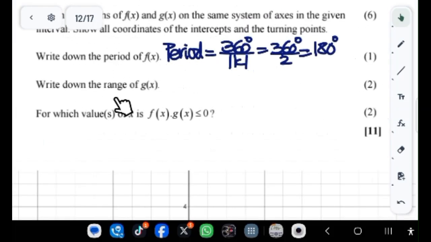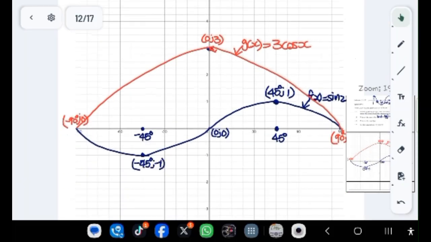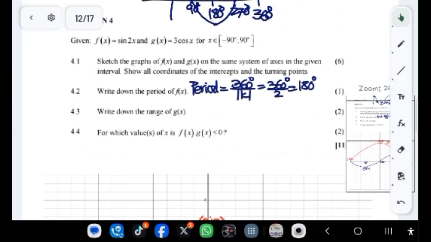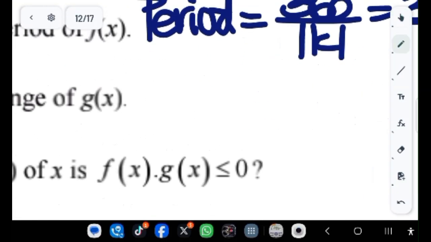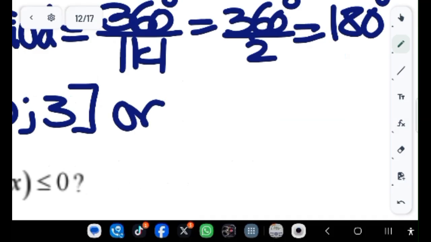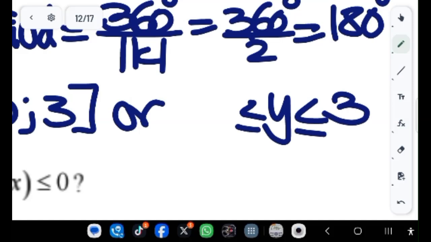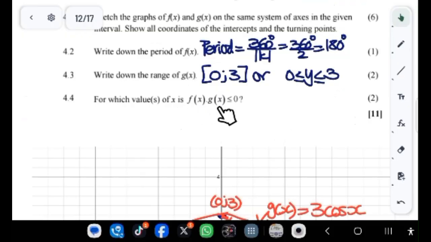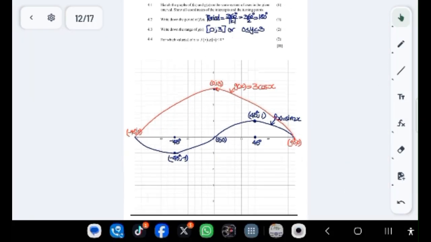That is the period. Write down the range of g of x. Between these two, g of x has got a range of 0 to 90 degrees. The minimum is 0, it picks up 3. So the range is 0, 3. Or you can say y is between 0 and 3, including the endpoint.